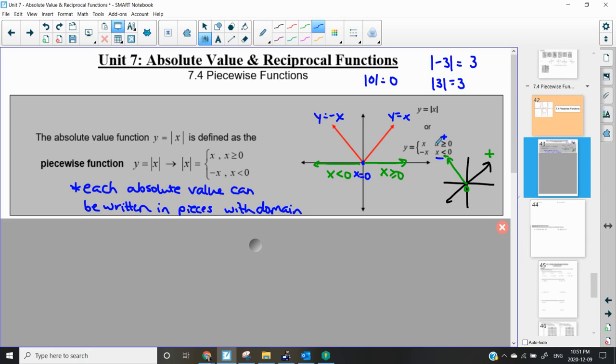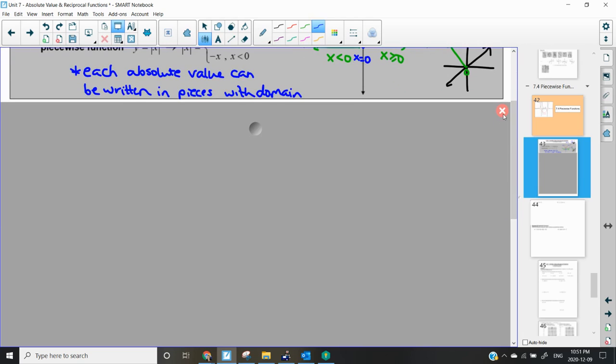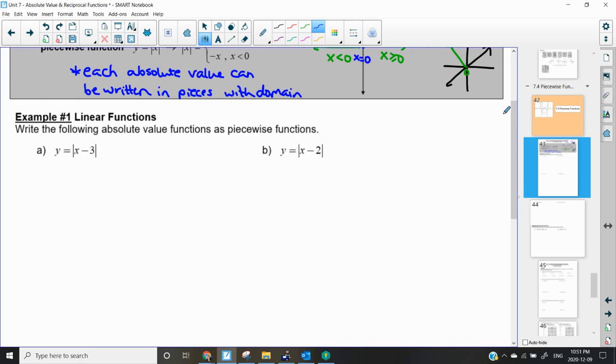All right, so we're going to go through a number of examples. We'll start off with linear examples and then we'll get into quadratics. Setting up that piecewise function is going to be the same process over and over. Now, one way to do that is to sketch a graph.